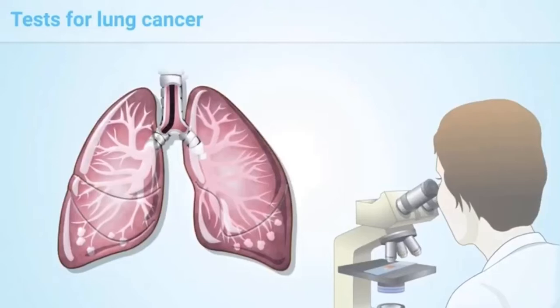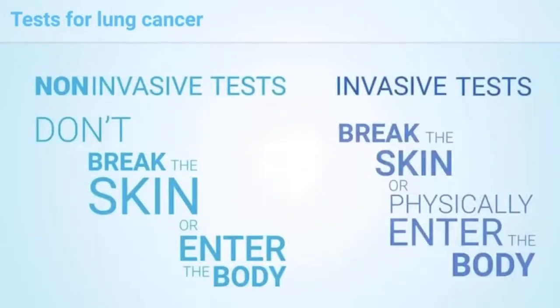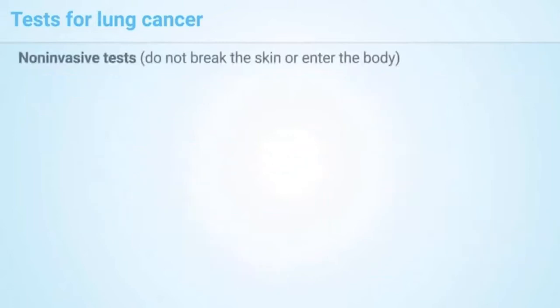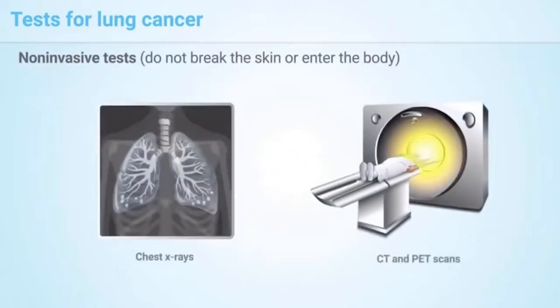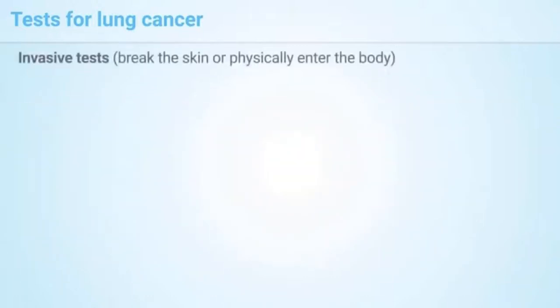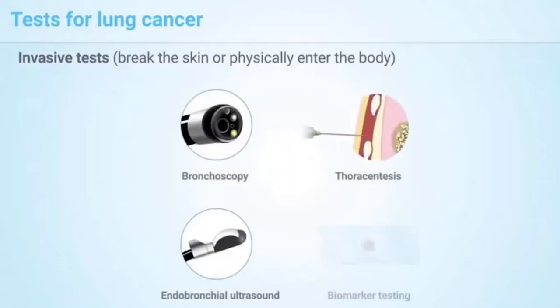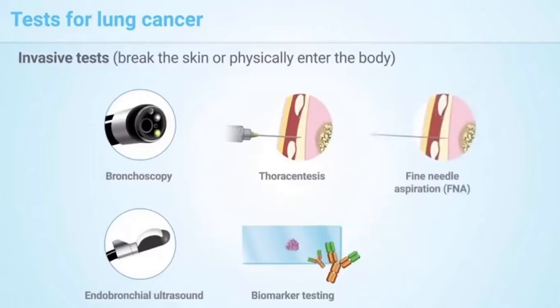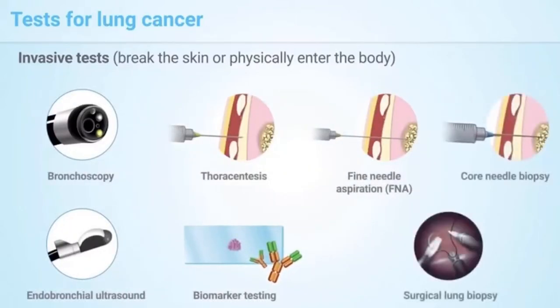Tests for detecting possible lung cancer include both non-invasive tests and invasive tests. Non-invasive tests include chest X-rays and CT and PET scans. Invasive tests include bronchoscopy, endobronchial ultrasound, thoracentesis, biomarker testing, and biopsies such as fine needle aspiration or FNA, core needle biopsy, and surgical lung biopsy.